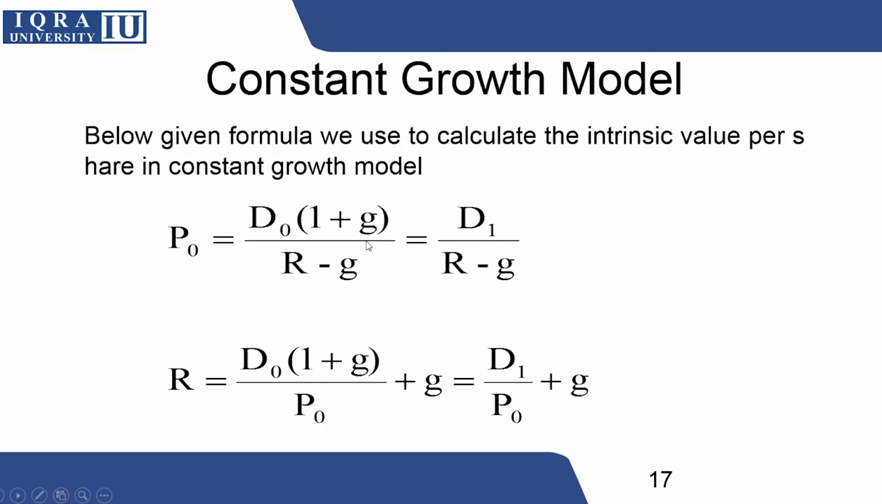Let's suppose you are not interested in calculating the price of the stock, you are interested in calculating the required return of the investor. Then you can manipulate the formula and bring it into this form: D1 upon P0 plus growth, to find the investor required return. So the first one is to calculate the intrinsic value or fair value of the stock, and the second one is for the required return of the investor.